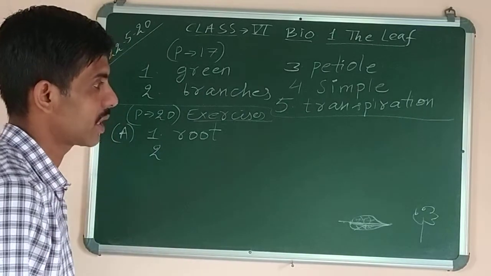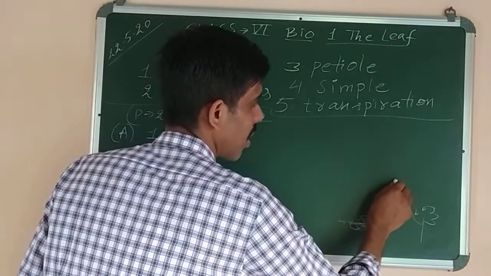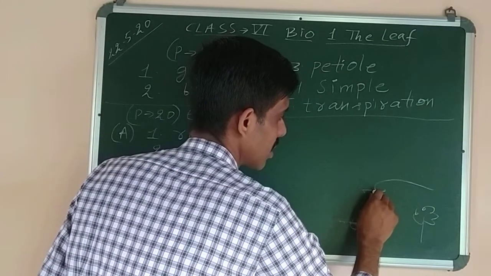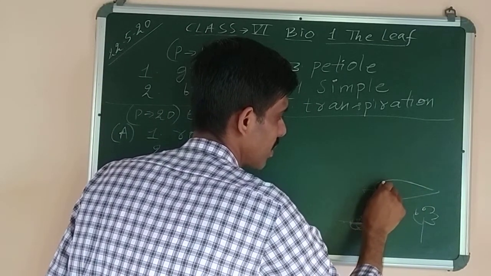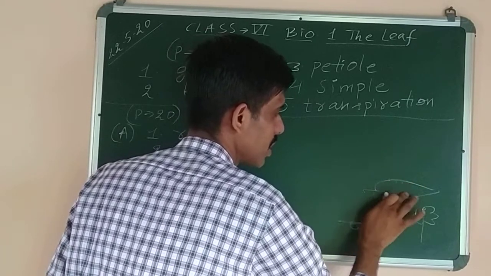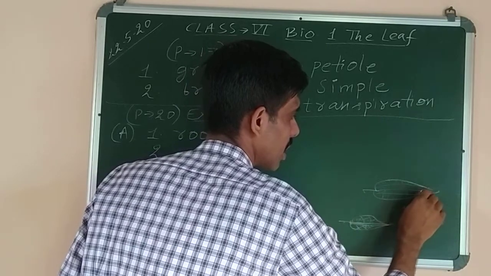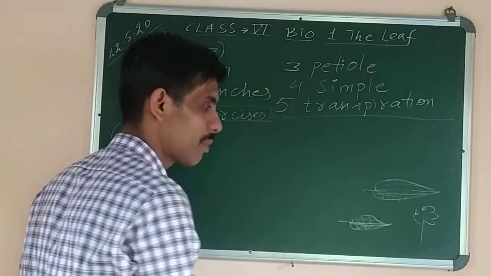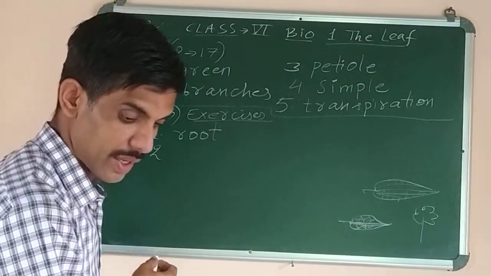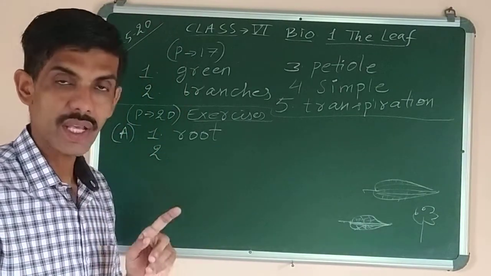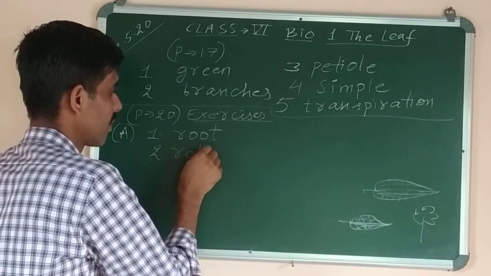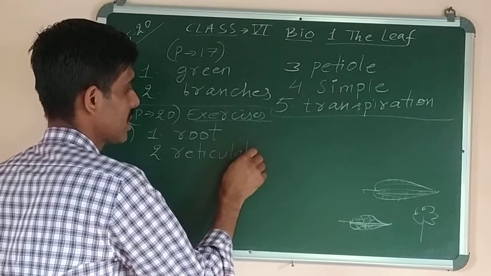Two types of venation are there. In parallel venation, all the veins run parallel to each other. Like this is parallel venation. Parallel venation will be like this, all the veins running parallel to each other. Or you can draw it in this way also, like in banana leaves and all. That is called parallel venation. This one is called reticulate venation. So what was the question? The type of venation in which veins are irregularly branched. It is called reticulate venation.